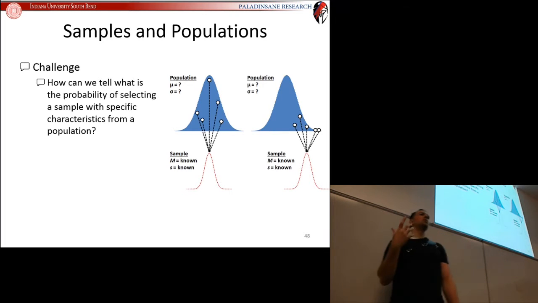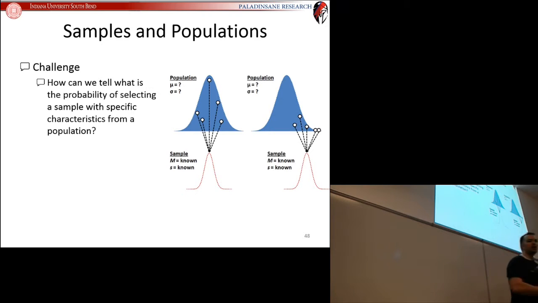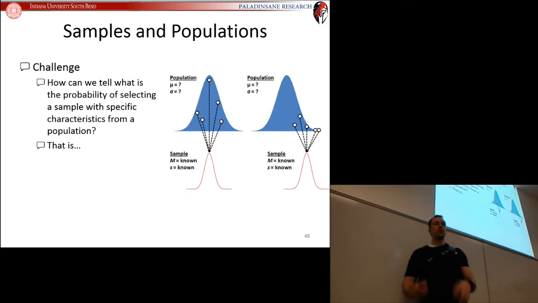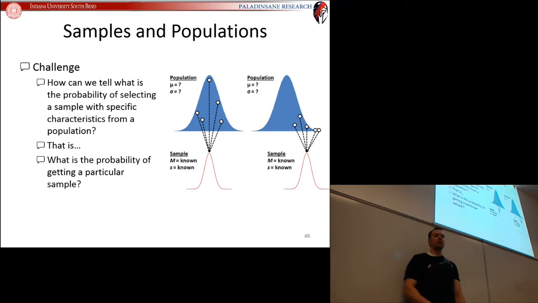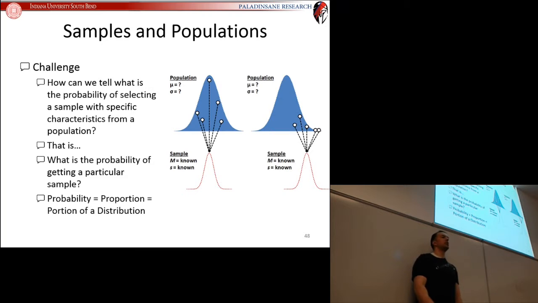So that's a challenge. How can we tell what the probability is of selecting a sample with specific characteristics, with specific means, from a population before we know anything about the population? So how can we determine what's the probability of selecting a sample from a population? What is the probability of getting a particular sample? What's the probability of getting a sample with a particular mean? And I keep saying probability, and hopefully that has jogged your memory that for a statistician, probability equals proportions, proportions of a distribution. So we can answer the question of how likely it is to get a particular sample by taking a look at a proportion of a distribution. All right, so we're looking for a proportion of a distribution.